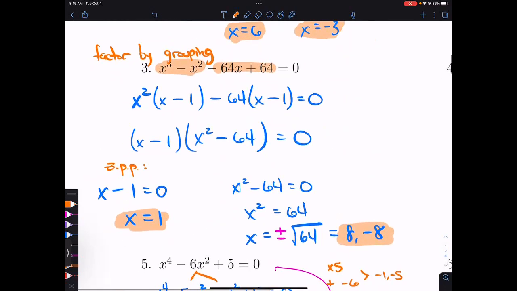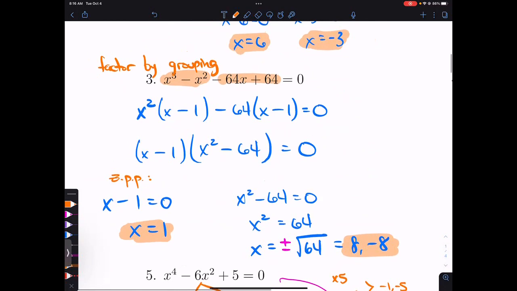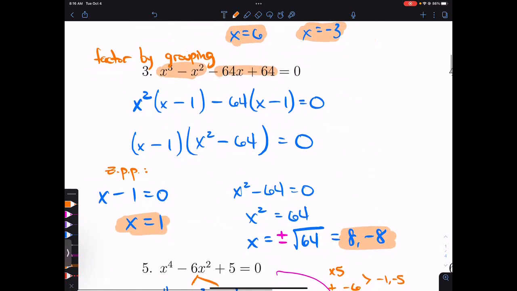We also looked at factoring by grouping. The way factoring by grouping works is that we don't have a common factor all the way across, but we can sort of pair terms up and find common factors within those. So here I looked at the first 2 and took out x squared. I looked at the second 2 and took out negative 64. And what was left behind is an identical factor of x minus 1. Well, then we factor that out.